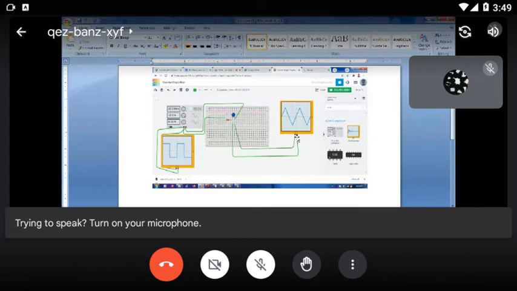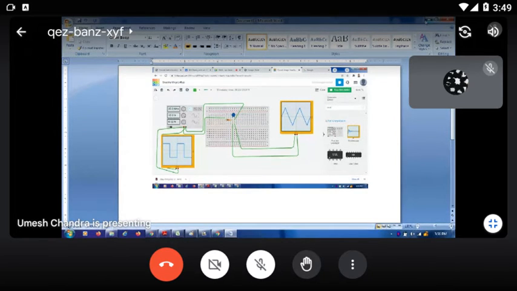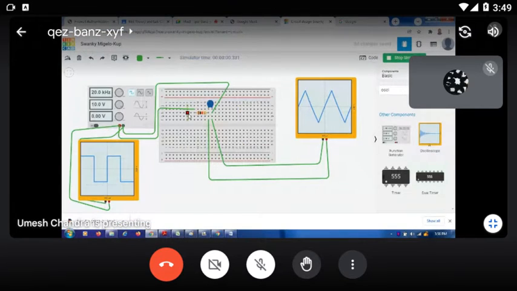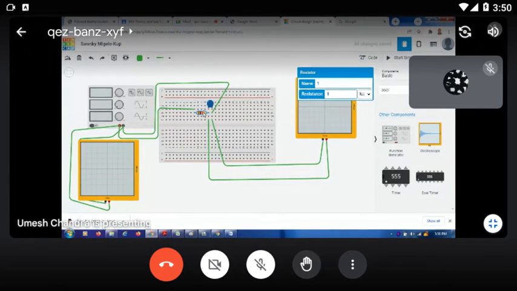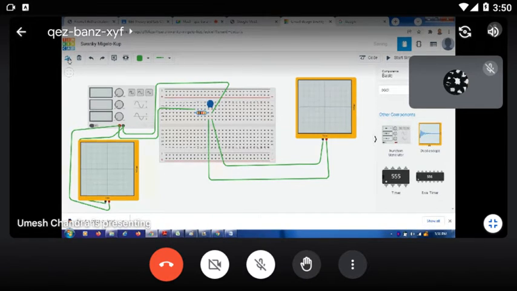Sir, can you please explain how do you rotate the resistor? Okay, just click on stop simulation, click on the resistor. Then after that, here is the rotate option. On the left side, rotate is already written. Yes, rotate.